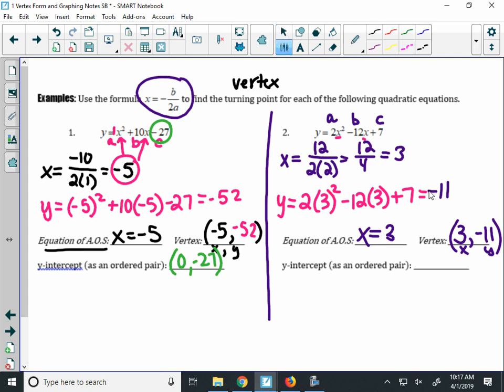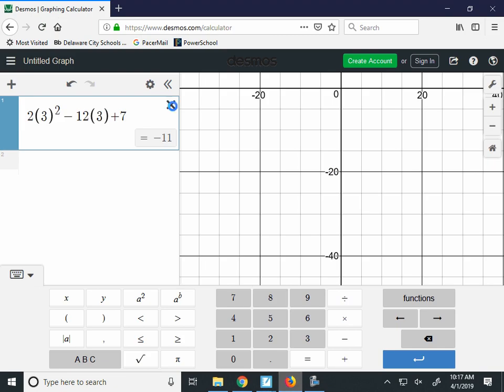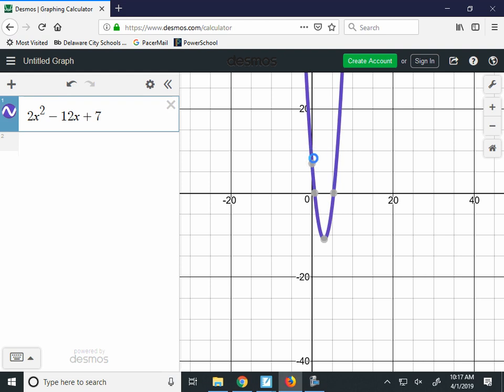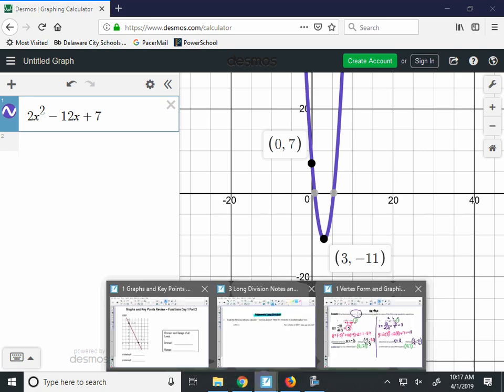The y-intercept happens using this constant, (0, 7). And just like the last problem, if you wanted to check your work, type the original equation into Desmos: 2x squared minus 12x plus 7. Now when I graph this, I see my y-intercept is at 7, which is what we said. Turning point at (3, negative 11). All right. I'm clicking the wrong thing here.